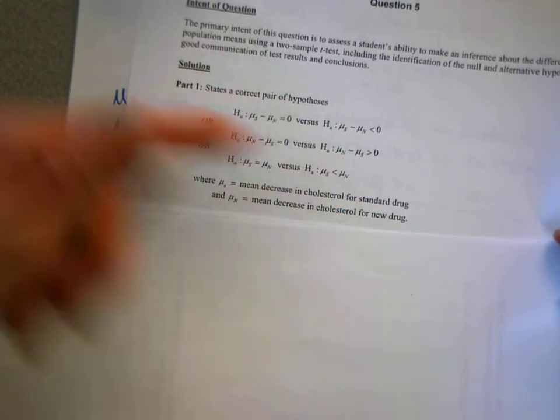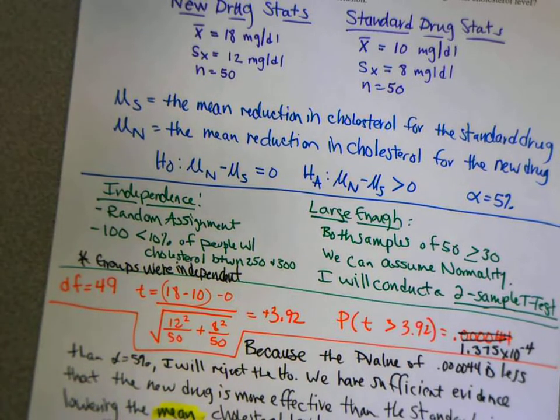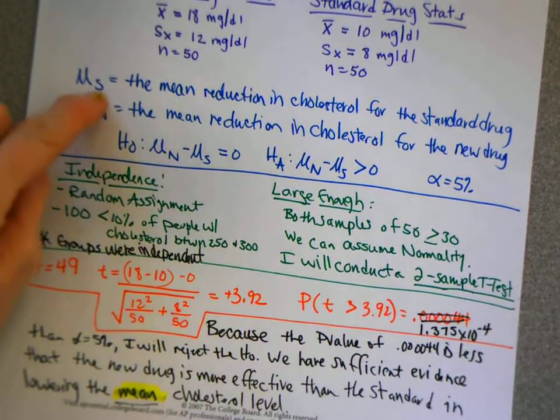So that's an okay thing to do. If you wrote mu n minus mu s is the difference in the mean reduction in cholesterol level for new and standard, totally fine. Just make sure it's very clear which variable is which subscript. The naming of subscripts using something different than 1 and 2 is preferred.